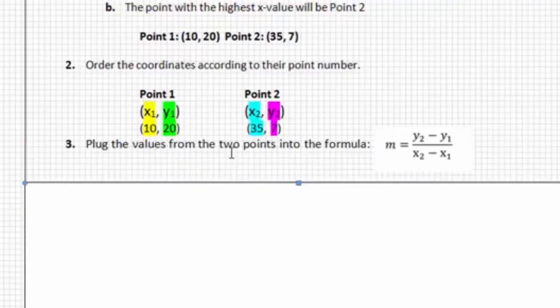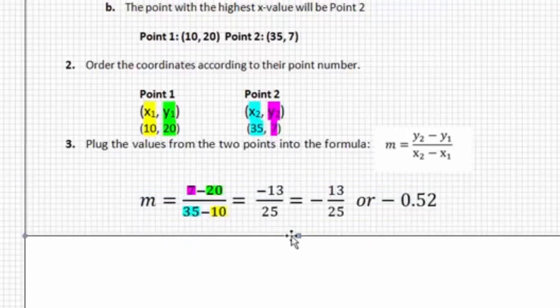We plug the values from the 2 points into the formula. M, which is telling us our slope value, equals, and this is still the change in y over the change in x, the rise over the run, but now we have a way to calculate it just given the values. So y sub 2 minus y sub 1 over x sub 2 minus x sub 1. So that gives us our change in y over our change in x, and now we have a way to calculate it.